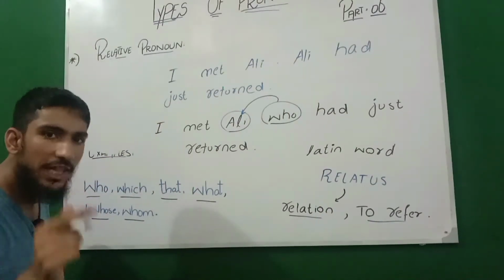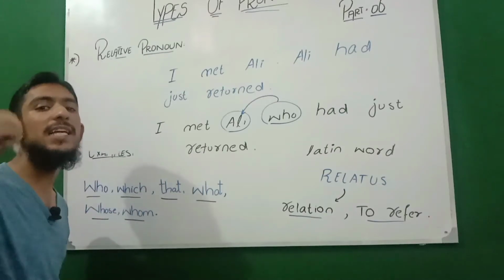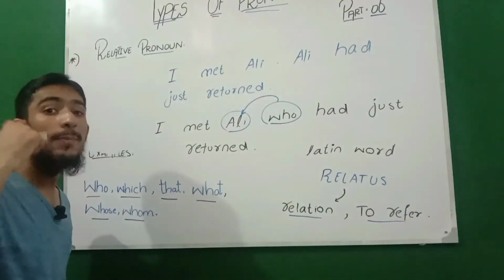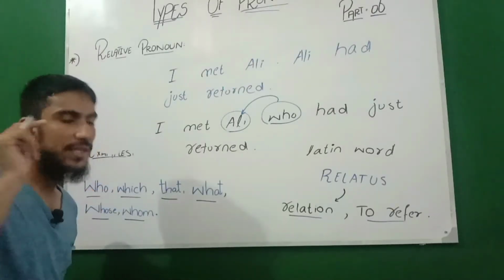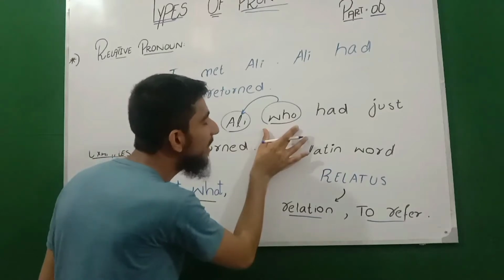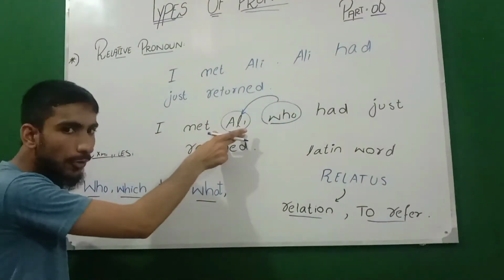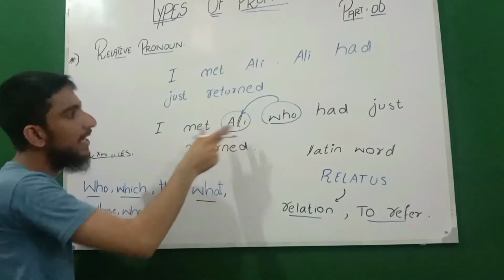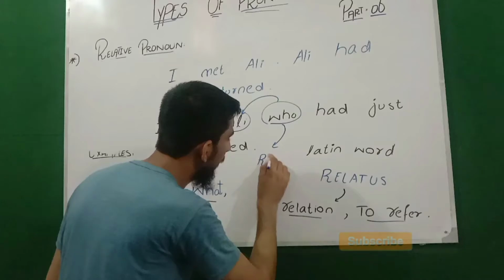That's why we define a relative pronoun as a pronoun that carries back or refers to the noun or pronoun mentioned in a sentence. Look at: I met Ali who had just returned. Who is a relative pronoun, and it carries back to the noun Ali in this sentence. That's why who is called a relative pronoun.